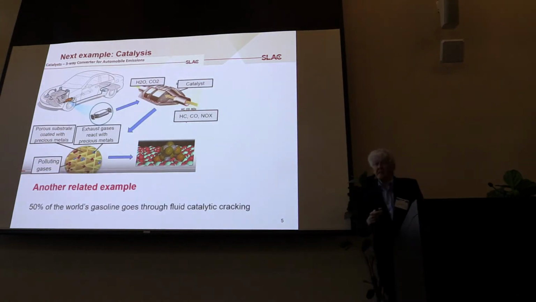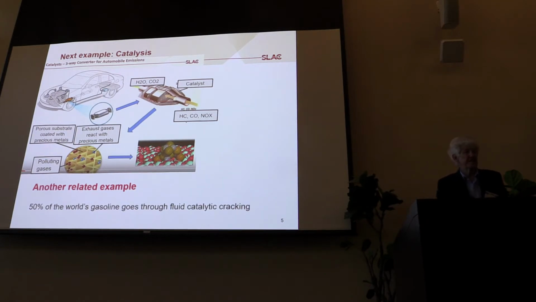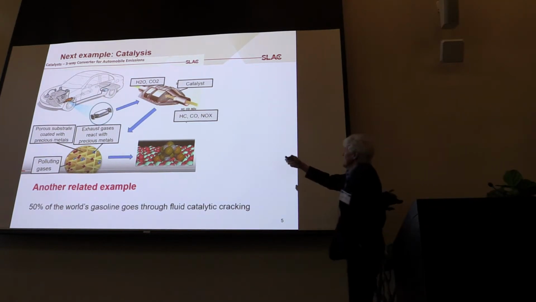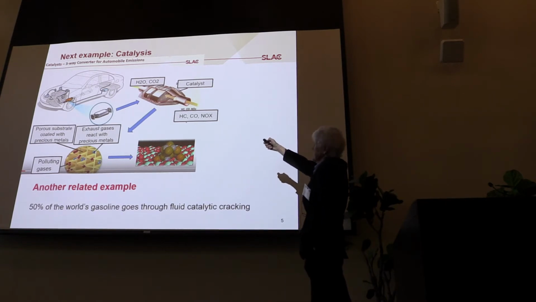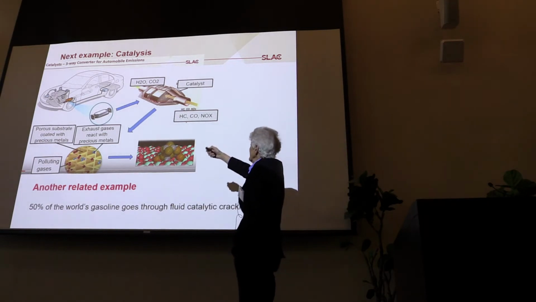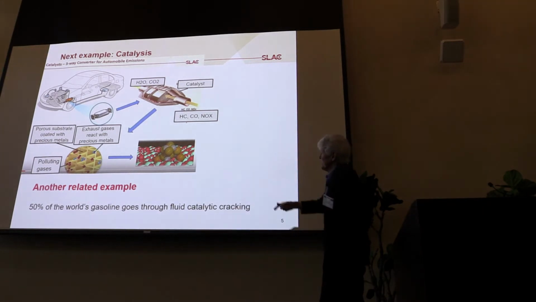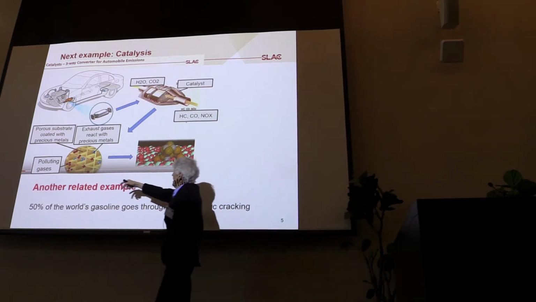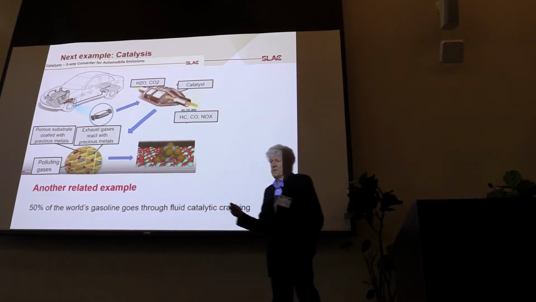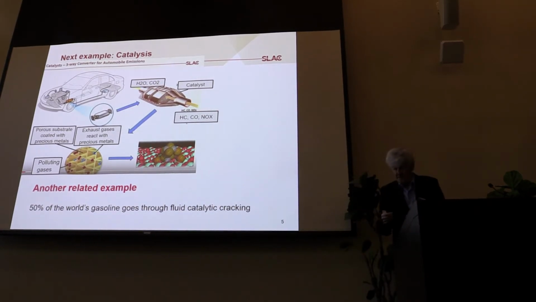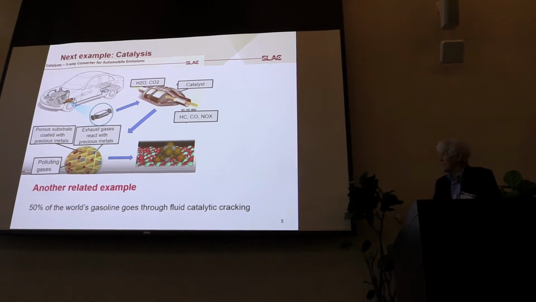So another example is catalysis. And catalysis is incredibly important. All your cars have got a catalytic converter in it, which takes the initial gases that come out of the engine, hydrocarbons, carbon monoxide, and nitrous oxides, and turns them into less destructive things like water and carbon dioxide. Basically, the gases go through a porous substrate coated with special precious metals such as platinum, and out the other end, you get these nice clean gases.